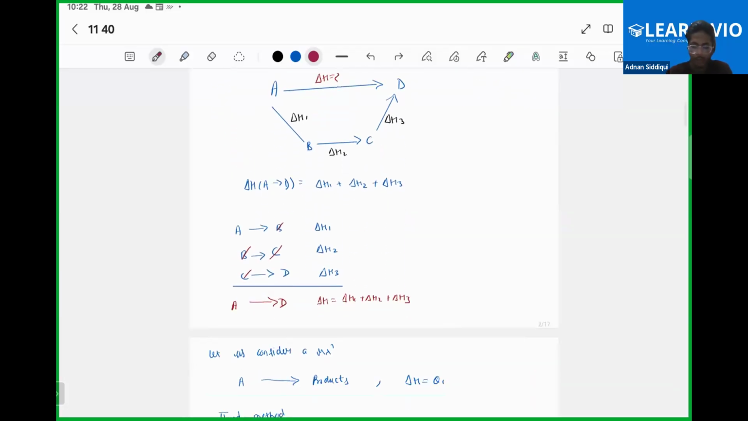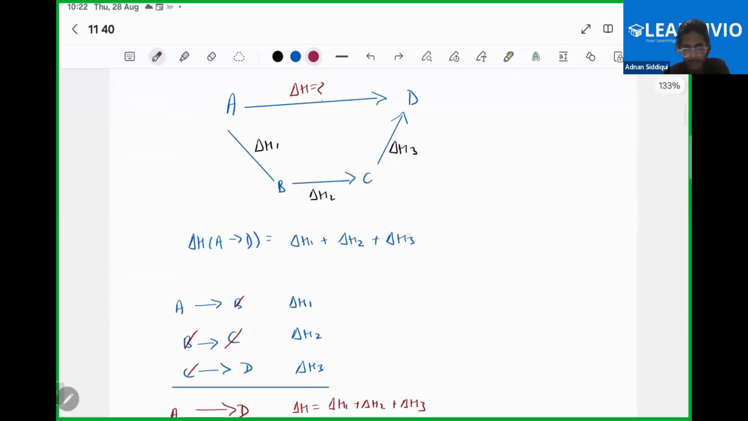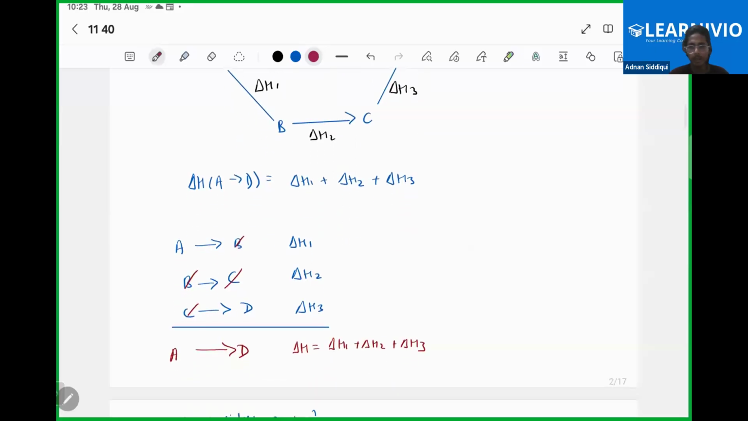Now here, if I'm talking about delta H, which is A to D, it is going to be equal to delta H1 plus delta H2 plus delta H3. If I'm adding one more step, let us take delta H4, then the delta H is going to be like this. We will count that as well, right? Let us try to see whether it is correct or not.